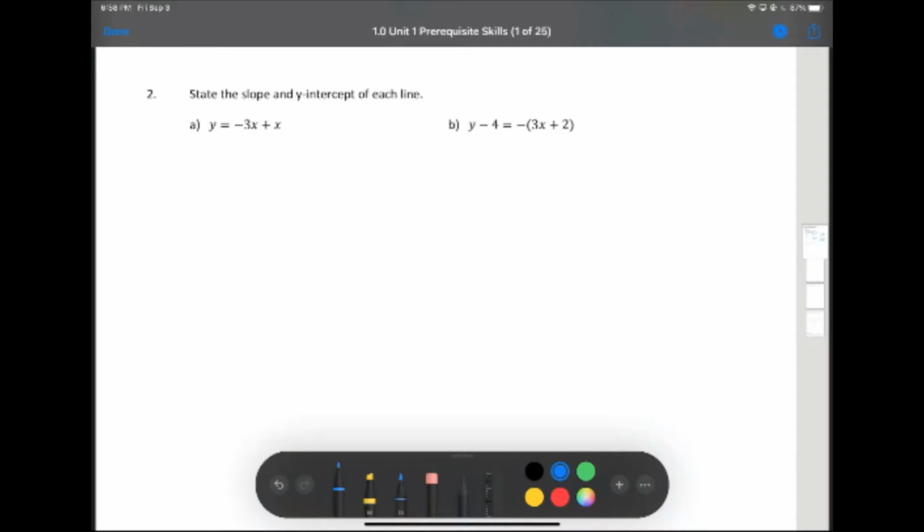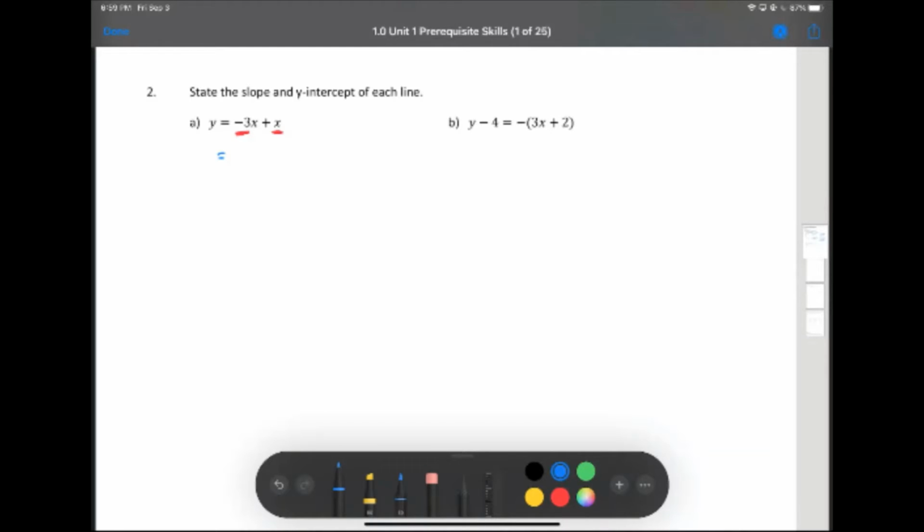Okay, state the slope and y-intercept for each line. Well, this is actually pretty easy. This part right here, the number in front of the... This is a trick question. I was going to say the number in front of the x gives us the slope, but there's multiple x's. So we're going to have to simplify this a little bit.